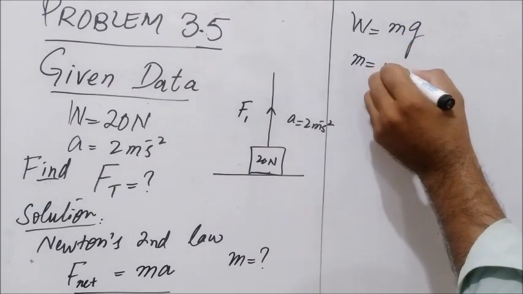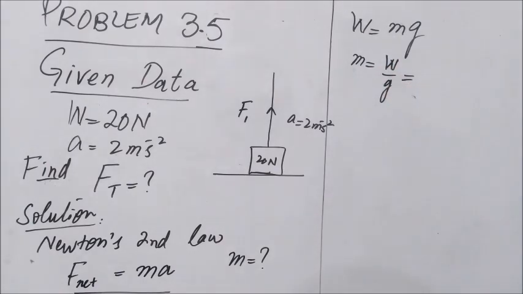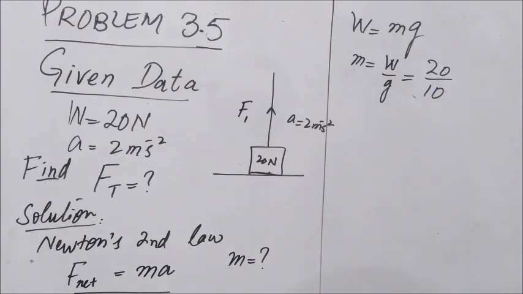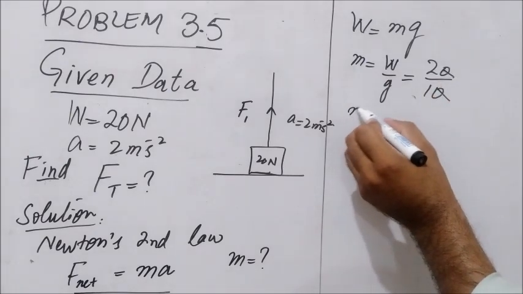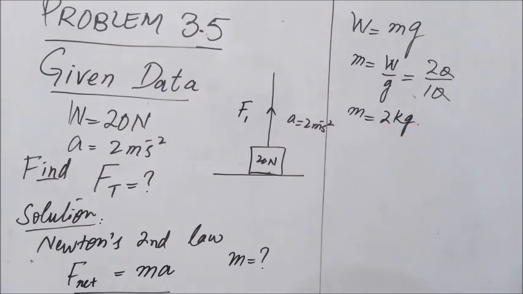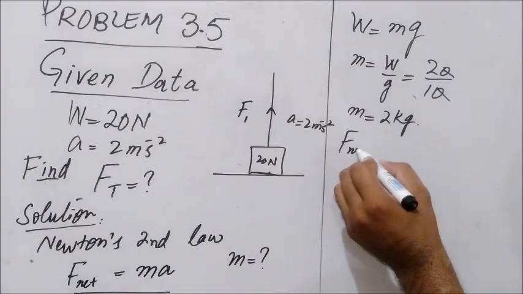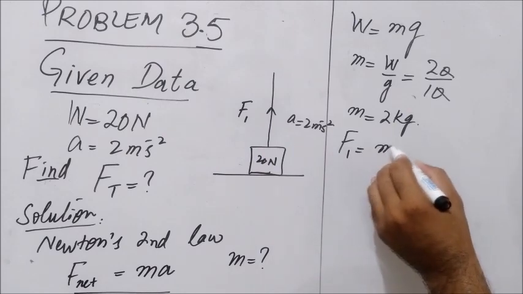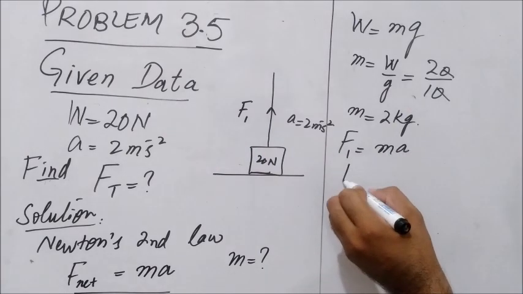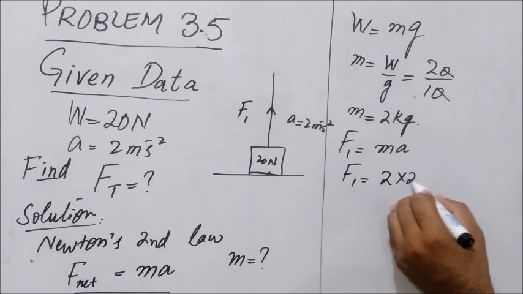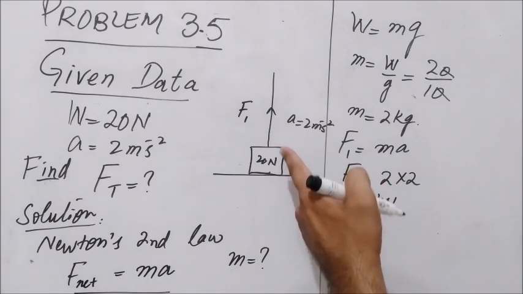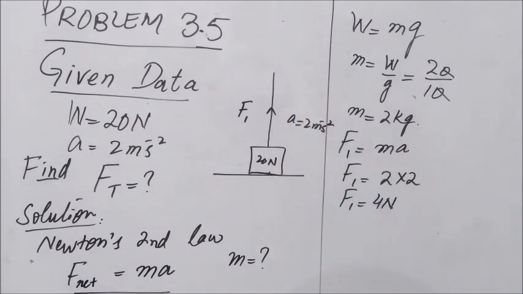So m will be equal to W divided by g. W is 20, while the gravity is as usual 10. So mass will be 2 kg. Now by putting this value here in Newton's second law to get the value of F1, it will become 2 multiplied by 2. So F1 is equal to 4 Newton. So 4 Newton force will produce the acceleration of 2 meter per second square.